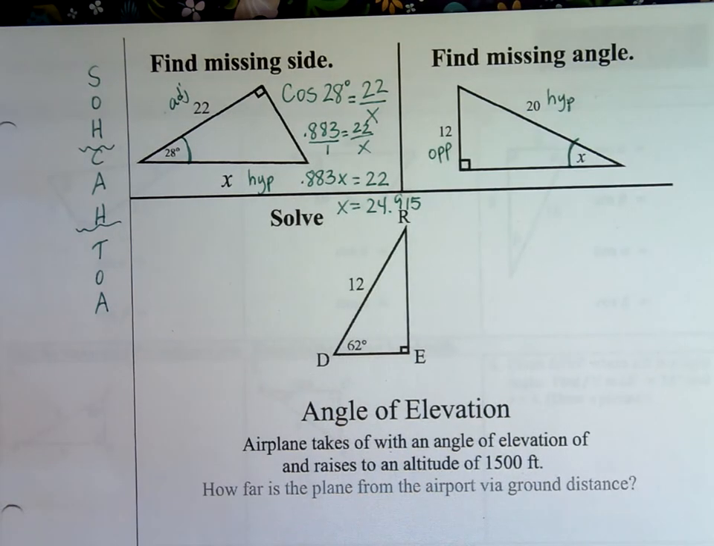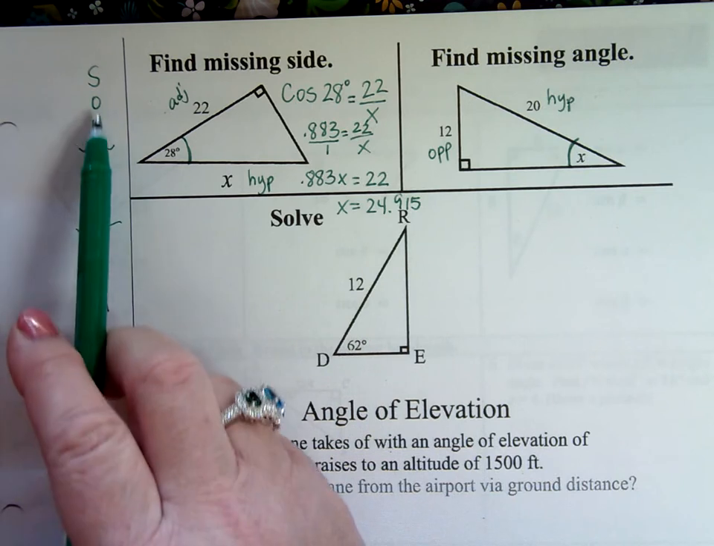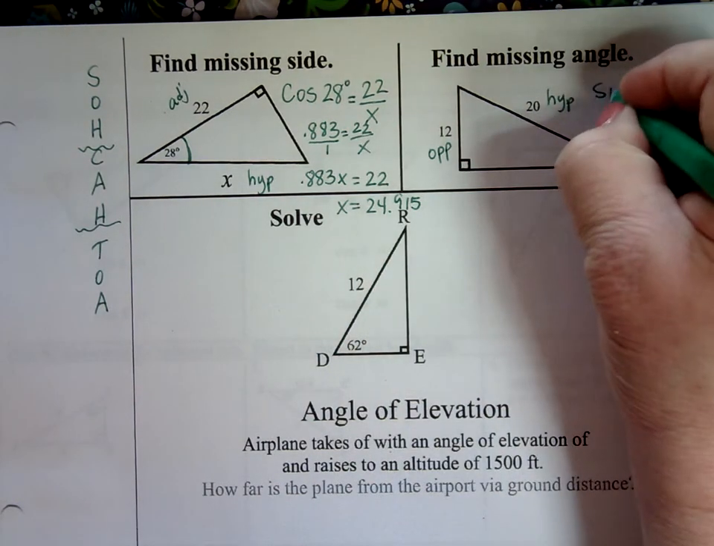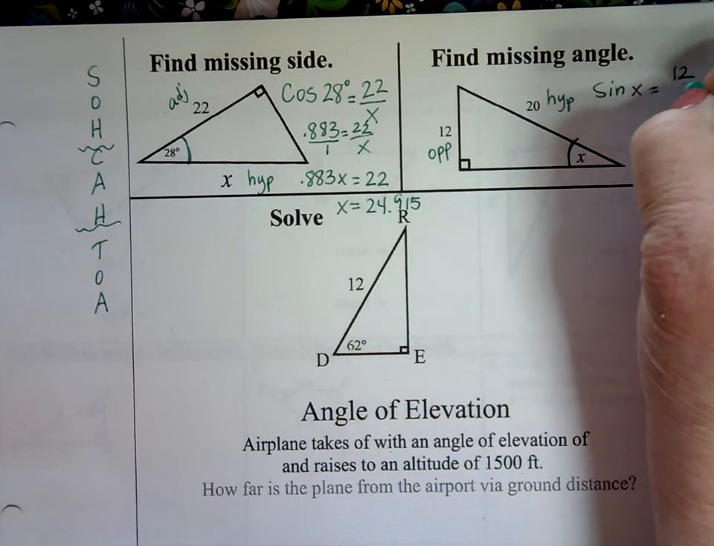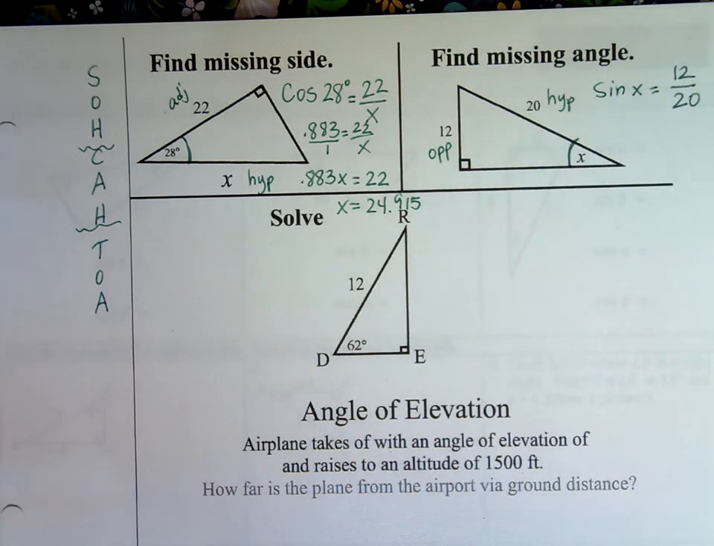So I go to my little list at the side, who's involved with opposites and hypotenuses, and that would be sine. So I set it up: sine of x, my angle, equals the opposite, which is 12, over the hypotenuse, which is 20. So there's my setup for it. And so here's the story with this one. This one's just a little bit different.